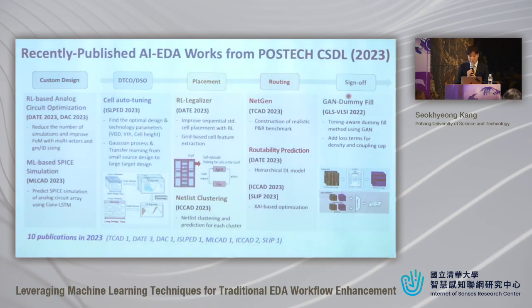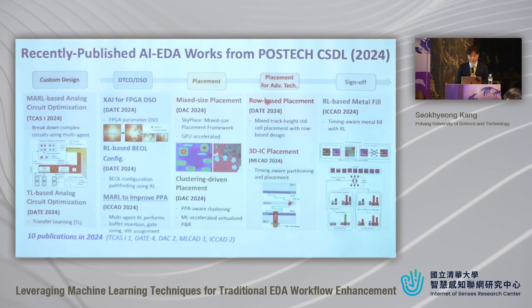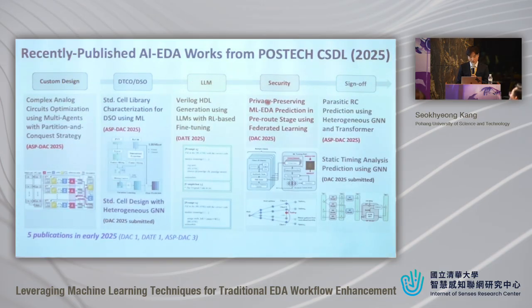If you see the publications, we applied ML techniques for each design flow, from the custom design, TTCO, and place and route and sign off. So we published 10 papers in 2023 and also 10 papers in 2024. And this year we already published 5 papers, and yeah, we need to publish 5 more papers this year.